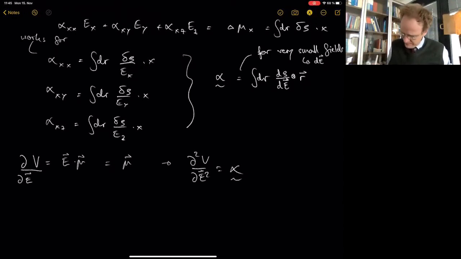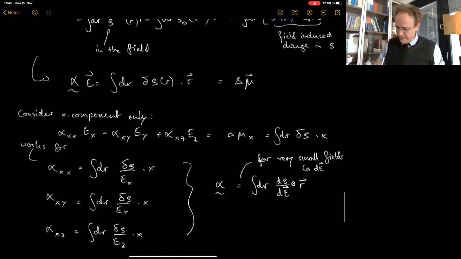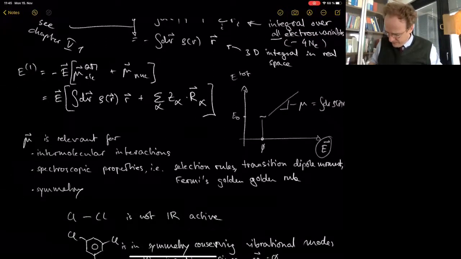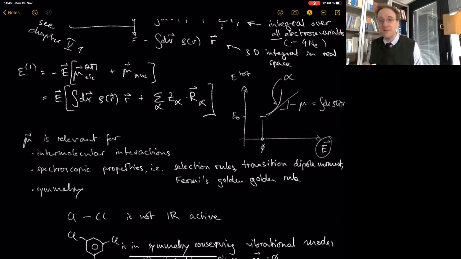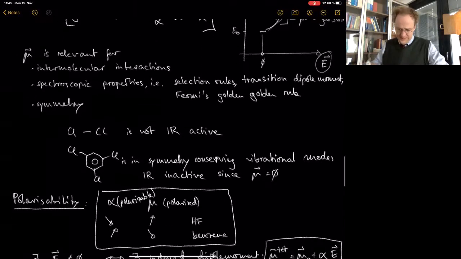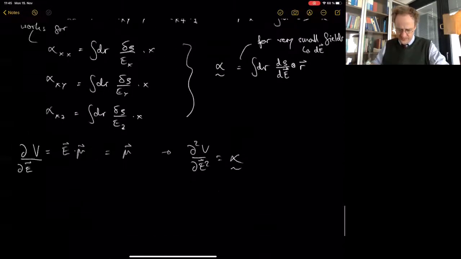So in our little graphic, your first order derivative is the mu, and the curvature would be given by your alpha. All right, with this, I'd like to conclude now this second chapter, and we can move ahead to the Virial theory.